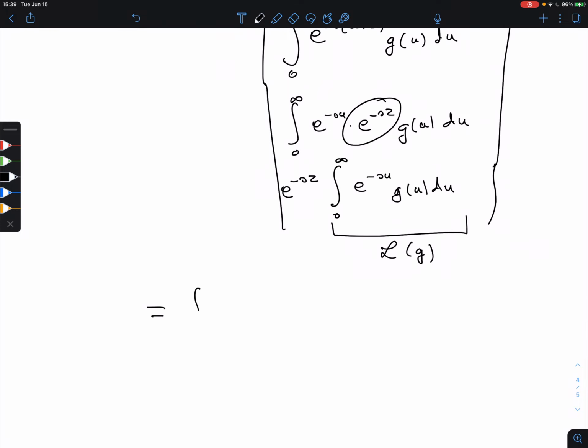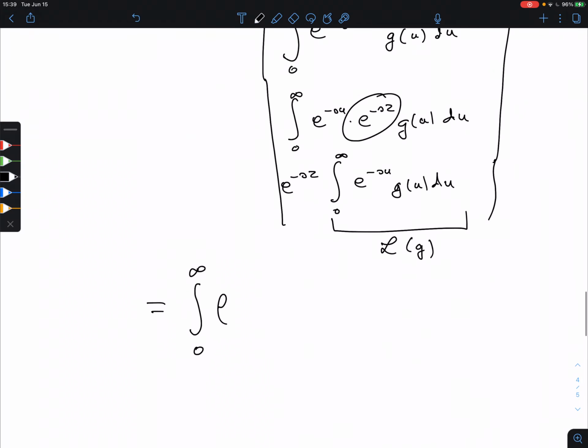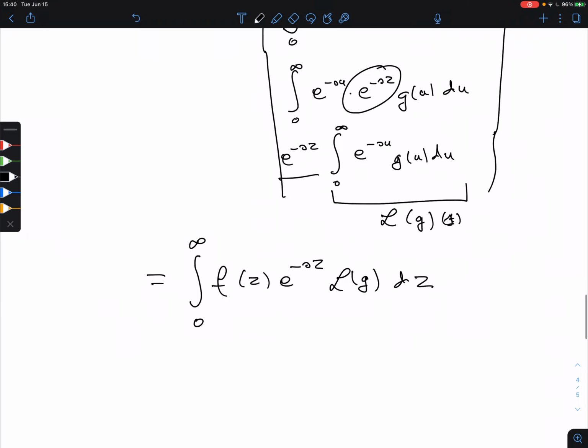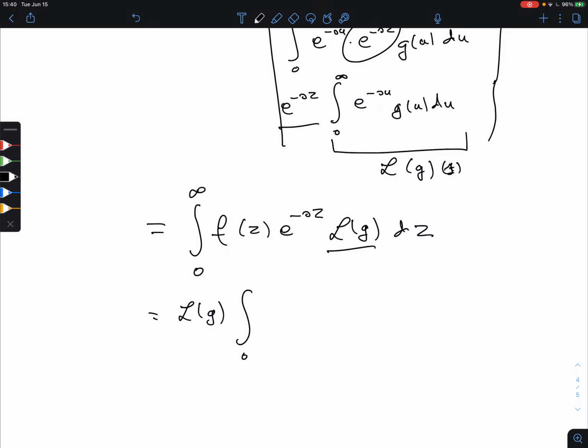So this is equal to, from 0 to infinity, f(z) times, this guy, don't forget him, e to the minus sz, L{g} dz. Now L{g}, what does it depend on? Well, L{g} is a function of s, right? Remember, Laplace transforms are always functions of s. This has become a function of s, which is not z, so I can bring that out. It's a different variable. So this is L{g}. This one does not depend on z. These two do. And what I'm left with is this.